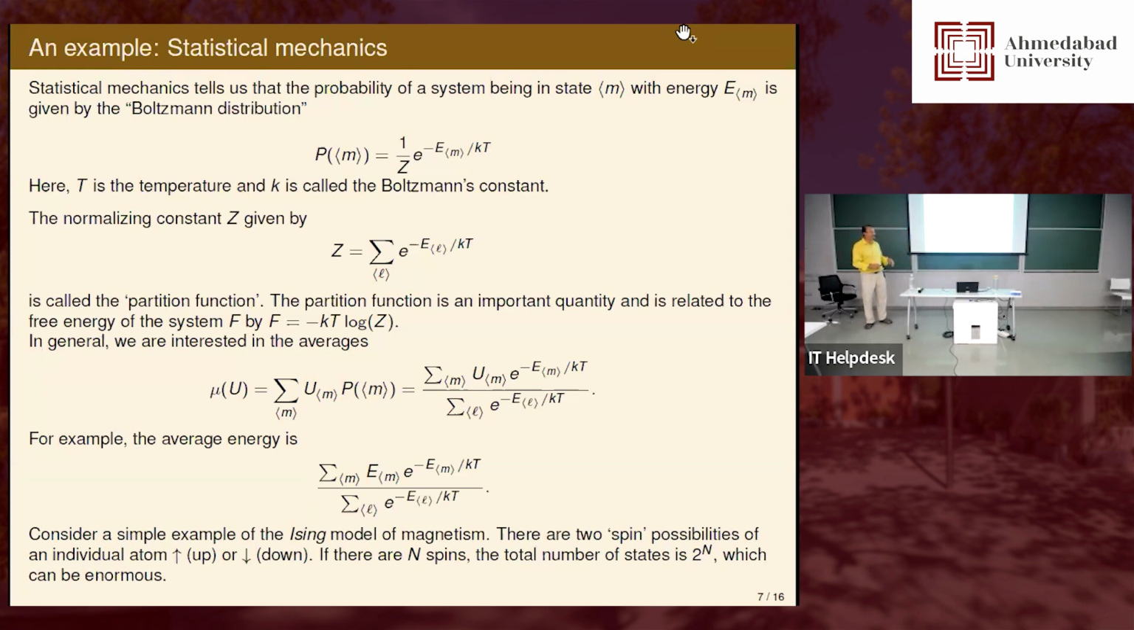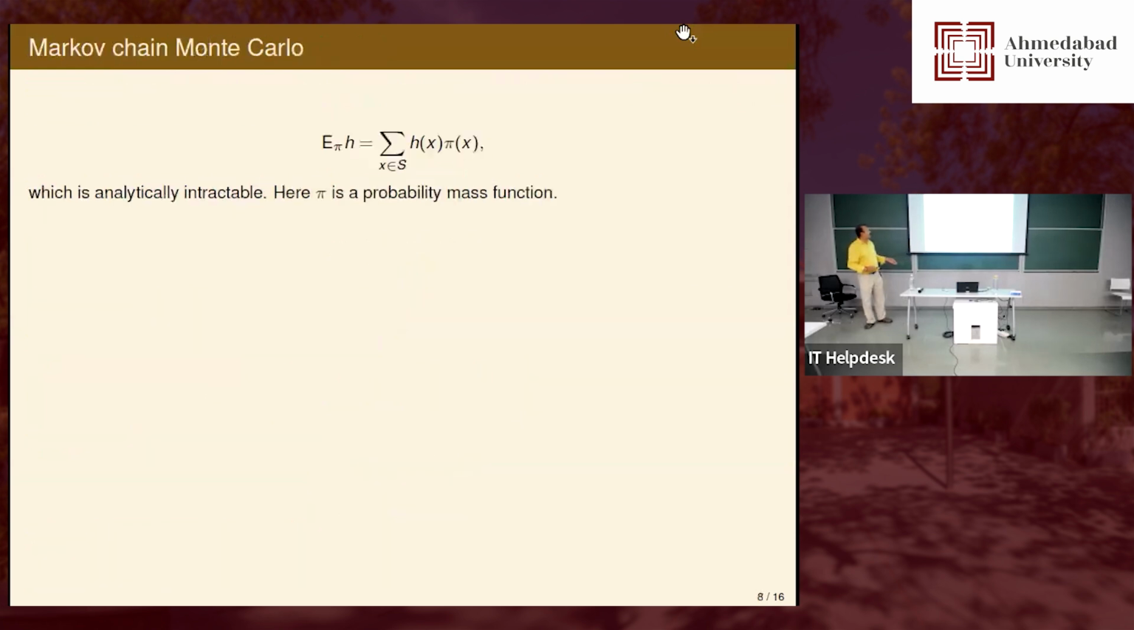You cannot find out the average energy. That's the problem they have. Okay? That is the problem they have, because even with the simple Ising model, this is the problem. You cannot do it. You cannot do it. Okay.